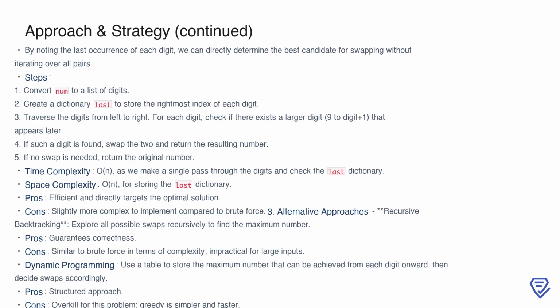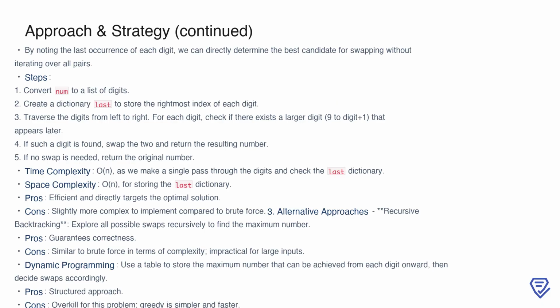This method is highly efficient, with a time complexity of O(n), due to the single pass over the digits and constant time lookups in the dictionary. However, it does require O(n) space to store the dictionary. While this approach is slightly more complex to implement compared to brute force, it directly targets the optimal solution, eliminating unnecessary computations.